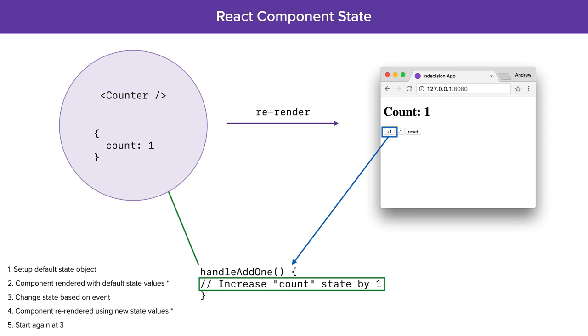Now, what's the last step? Well, the last step is to just start at 3 again. So from here, maybe they click +1 again, bringing the count up to 2. Maybe they click -1 or reset. They can continue interacting with the application as often as they want.